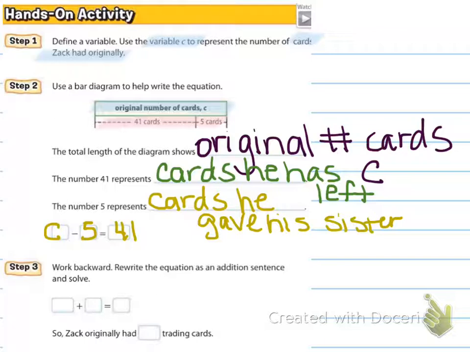So we're going to work backwards in step 3 and we're going to rewrite the equation as an addition sentence. So remember that when you're working backwards, we would take the 41 plus the 5 and that would be equal to C. And so if you do 41 plus 5, you find that he originally had 46 trading cards, which, if you look at this, it's pretty obvious that if the number left was 41 and he gave away 5 cards, he had 46 cards to begin with.